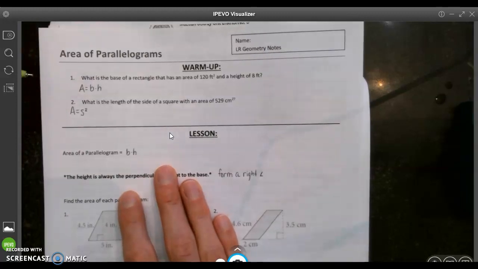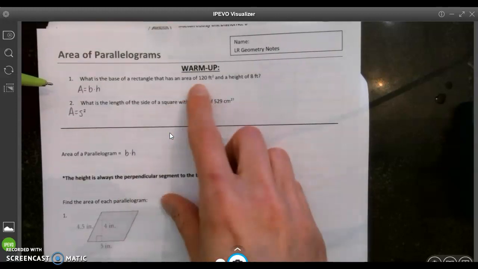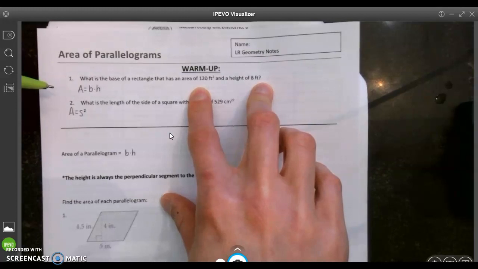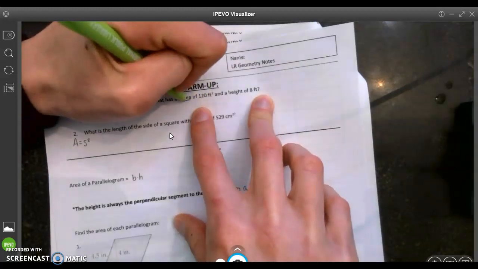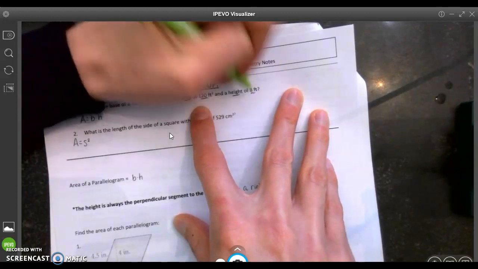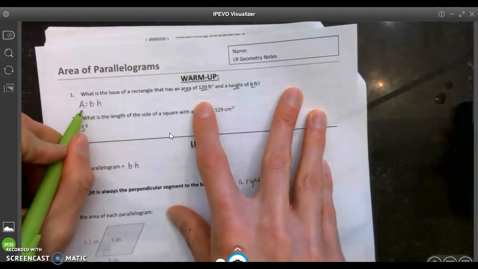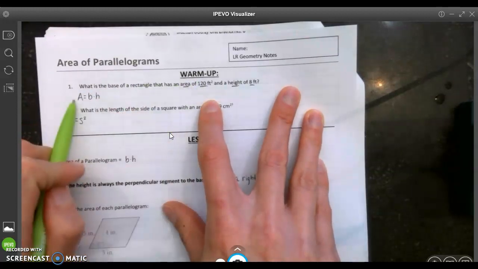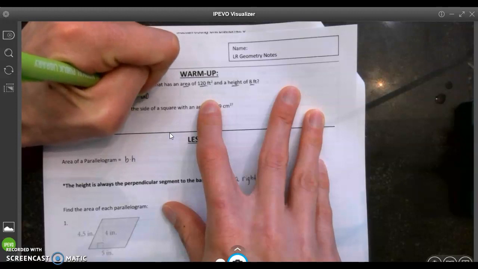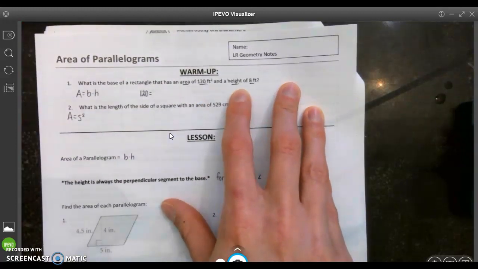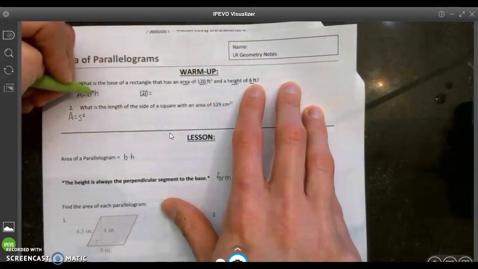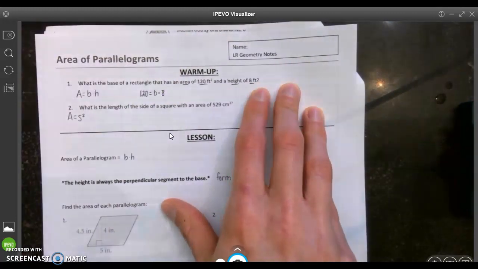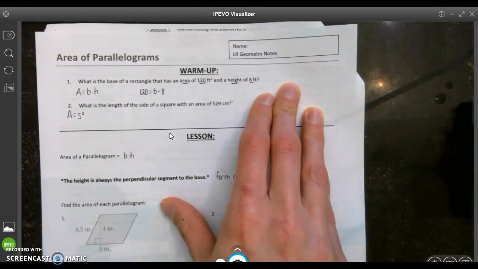So it says, what is the base of a rectangle that has an area of 120 feet and a height of 8 feet? Our formula is area equals base times height for a rectangle, so we're going to put 120 in for A for area. So 120 equals B times 8, with 8 in for H. We're solving for the base.